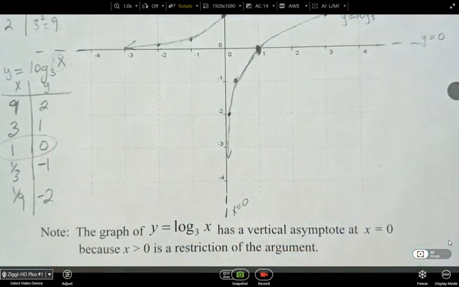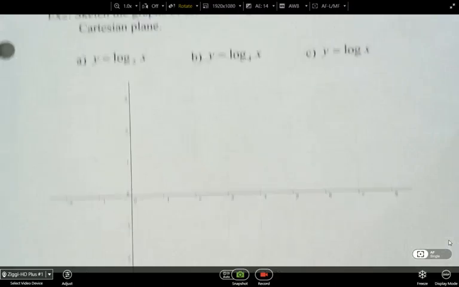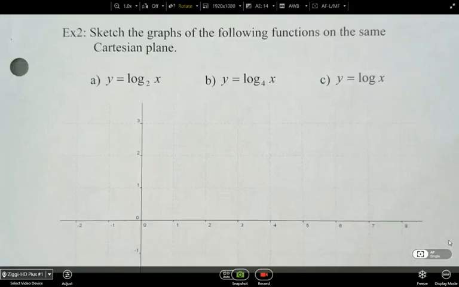Okay, so if we look at example 2, it says sketch the graphs of the following functions on the same Cartesian plane. And what we're going to try to notice is something special about the base. And yes, again, it is all about the base.